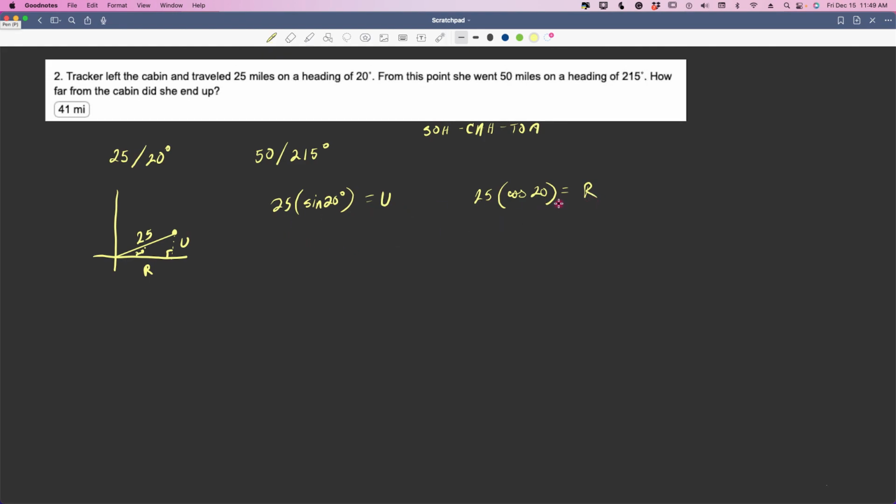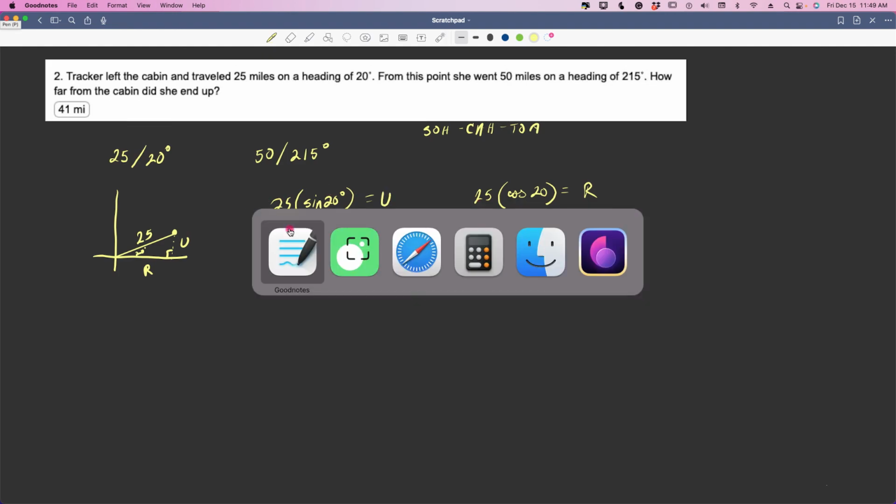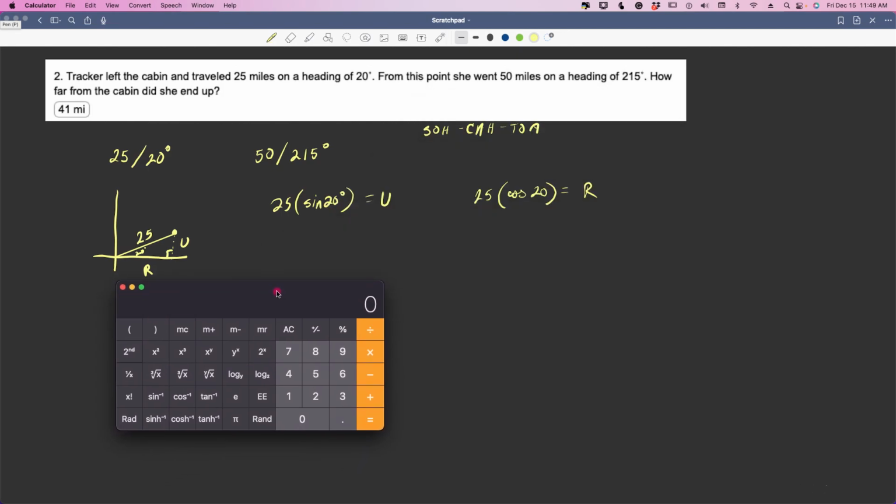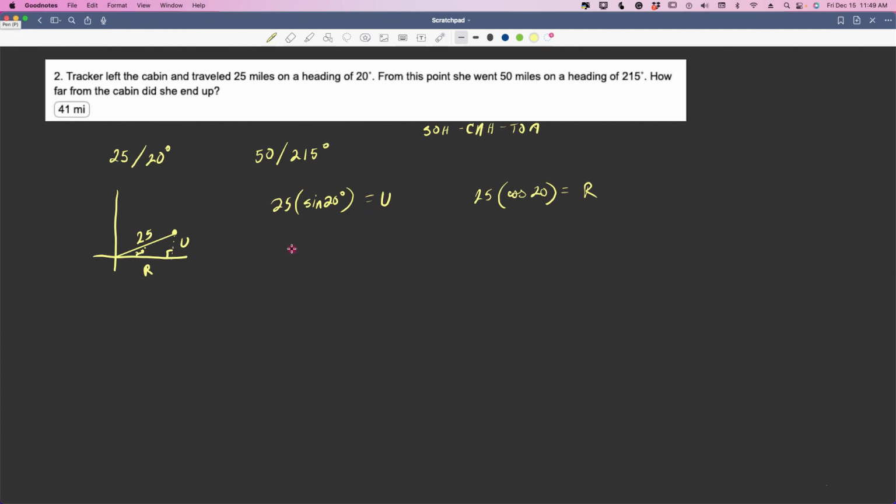And that's going to give us our rectangular coordinate. So we get our calculator. We find the sine of 20, times 25. That's 8.55. We're going to do 2 decimal places. So that is going to be a positive, because it's a positive u, 8.55 u.